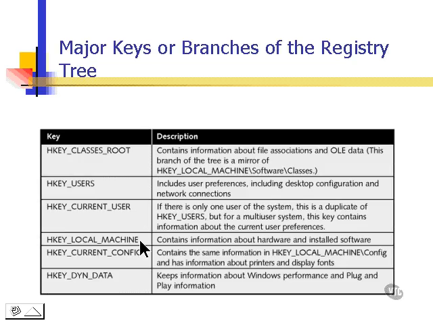HKey local machine contains the information about hardware and installed software. HKey current configuration contains the same information as HKey local machine, but adds information in regards to printers and display fonts. And then HKey dynamic data keeps information about Windows performance and plug-and-play information.